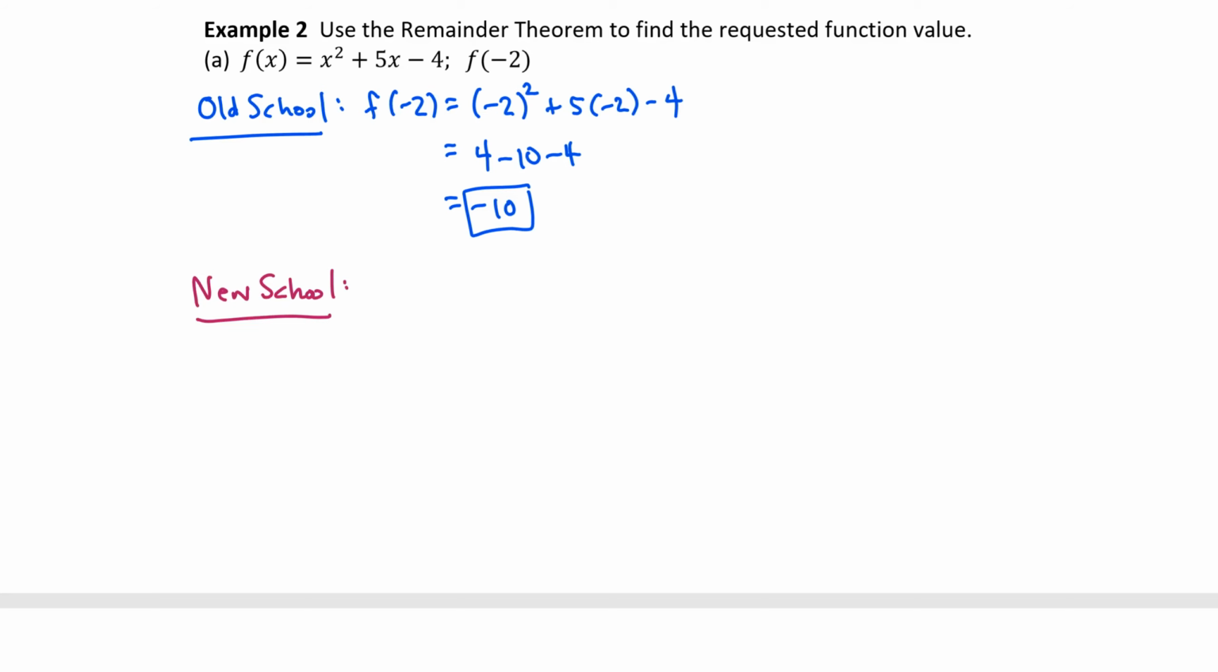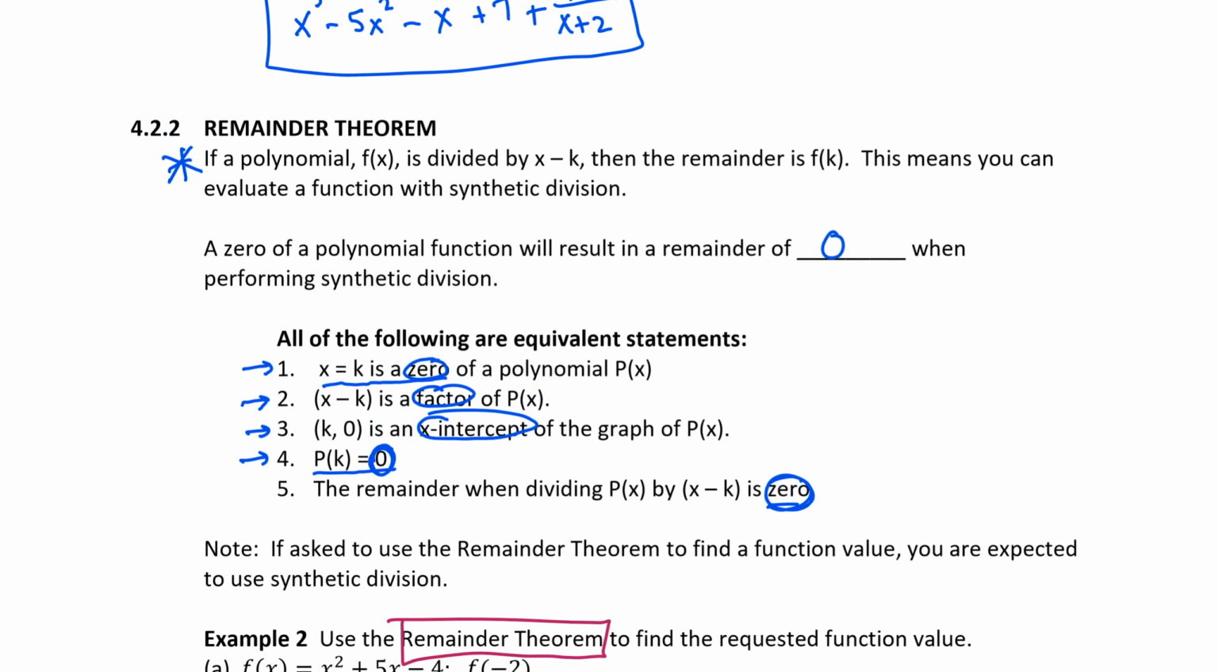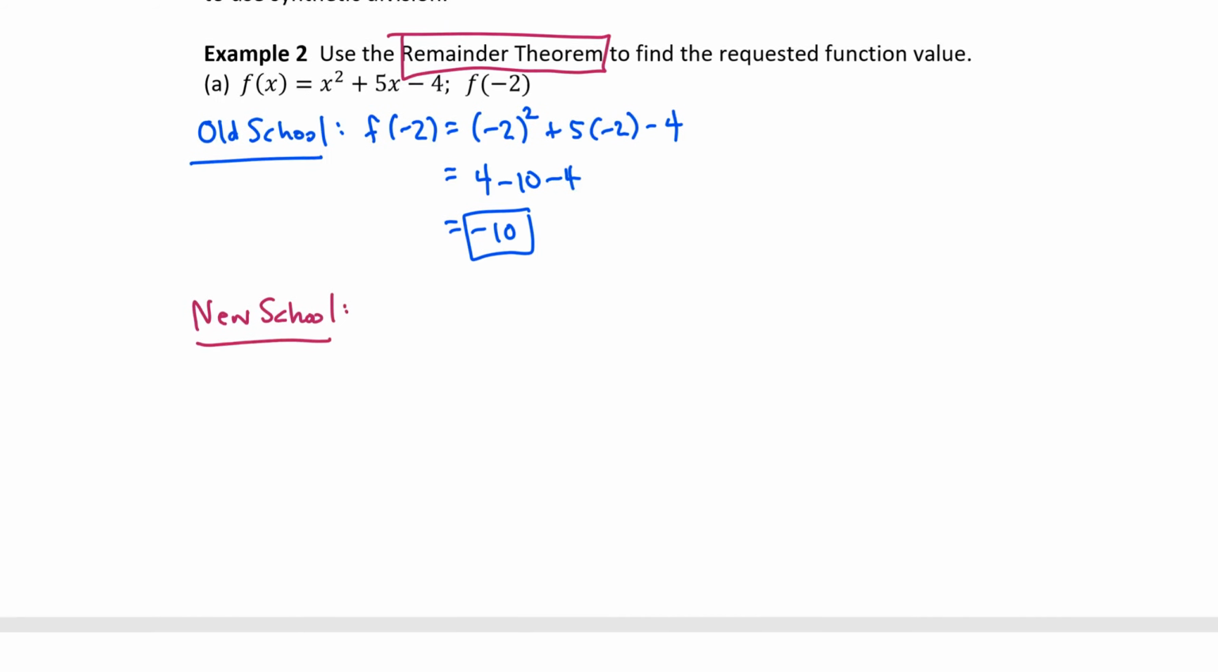We're going to apply the remainder theorem. So back up here, the remainder theorem says if a polynomial is divided by x minus k, then the remainder is f of k. So what we're going to do is take the argument of our function, in this case it's going to be negative 2, and we're going to use synthetic division with the given polynomial, and we're going to figure out what the remainder is. The remainder is the same as the function value.